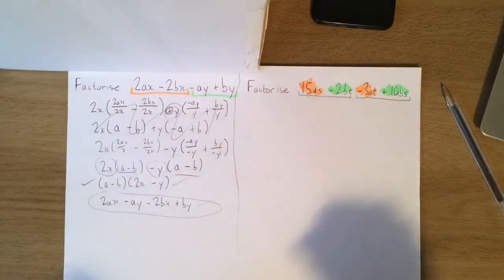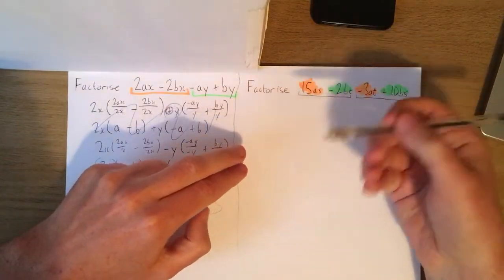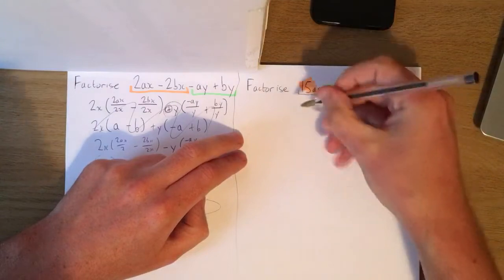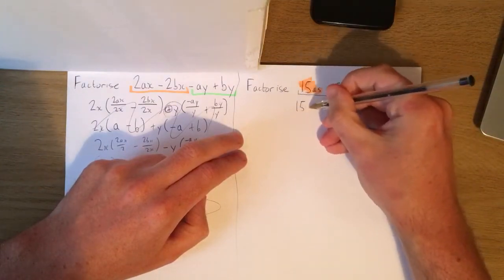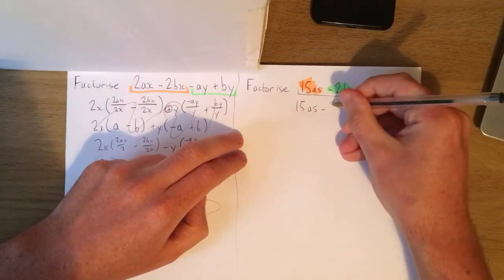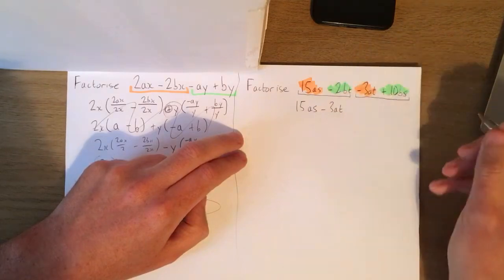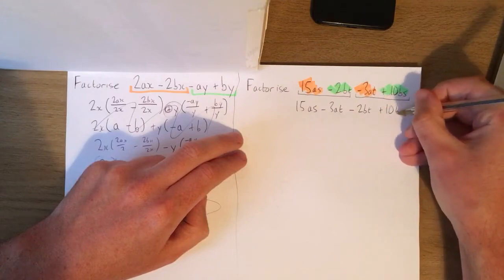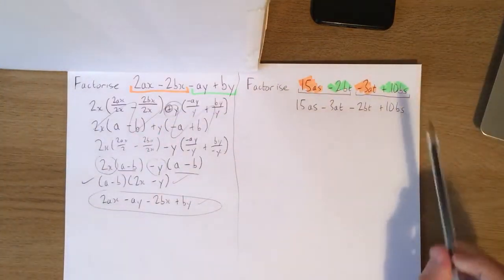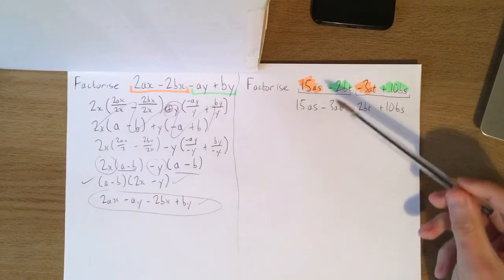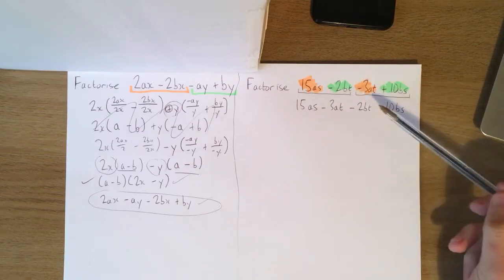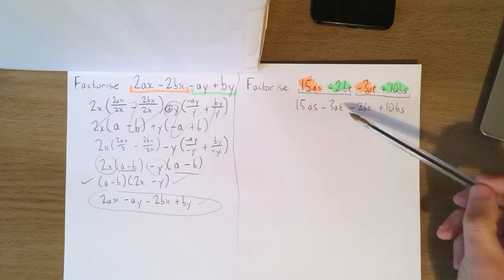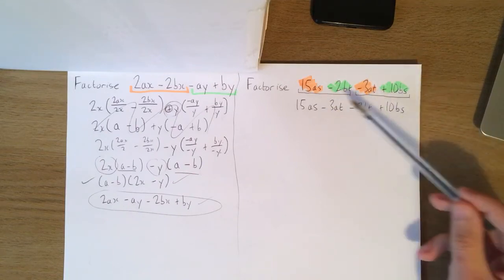So what I'm going to do is reorder my question before I start to factorise it. So put these two with the a's together. 15as minus 3at minus 2bt plus 10bs. So all you're doing here is moving addition and subtraction around. There's no need to change signs here or anything. You only need to change signs if you bring something over an equal sign. I'm not doing it here.